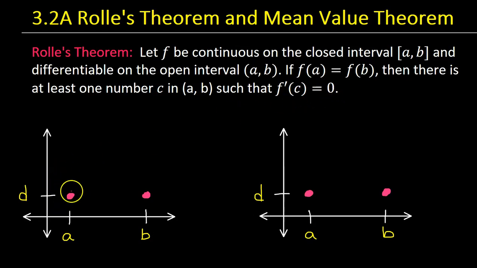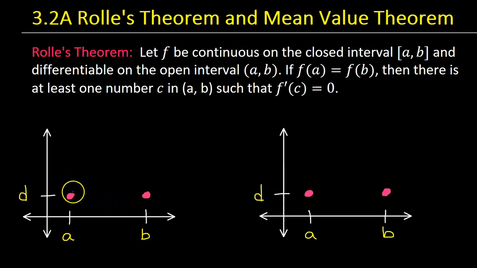Well, you know how they say a picture is worth 1,000 words? Let me sum up this whole theorem with one simple picture. So the key is f at a equals f at b. So here is f at a, and here is f at b. Notice they are at the same level. That's how we know they are equal.